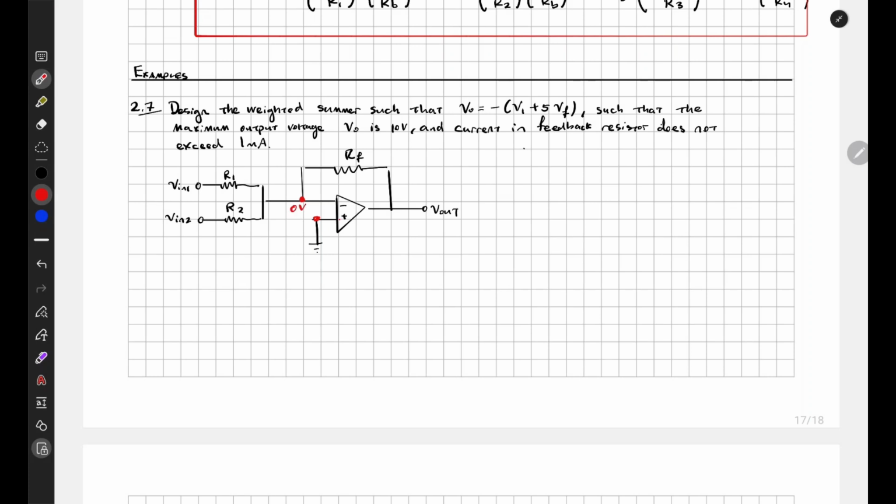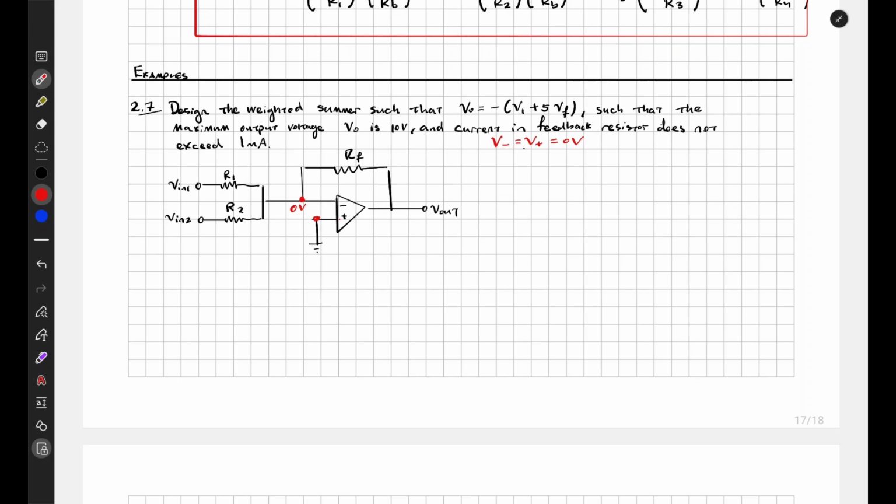This is because, according to the ideal op-amp approximation, there is a virtual short circuit across the input terminals of the op-amp. So let's just write that down really fast: V minus equals V plus equals 0 volts. This is called a virtual short circuit. In this case, it is an example of virtual grounding. So then we can do the KCL now.